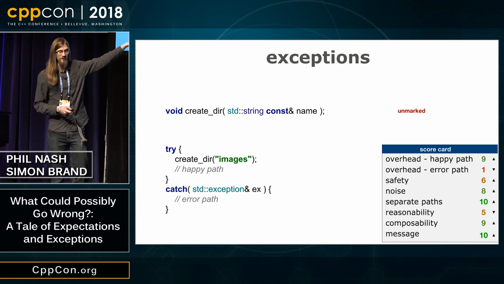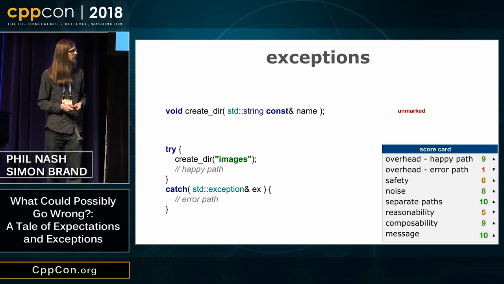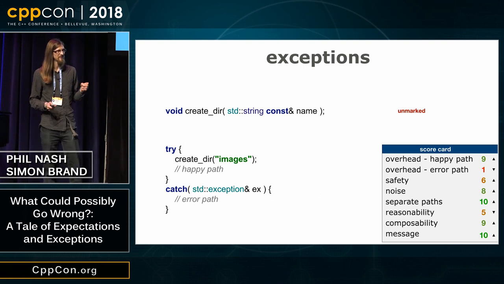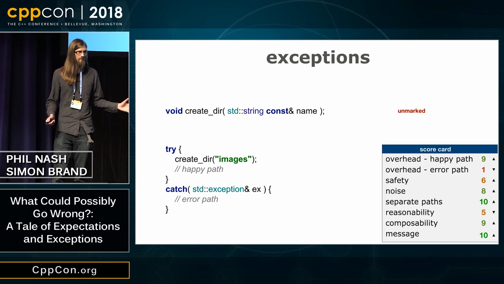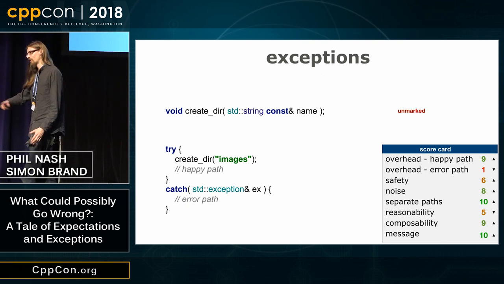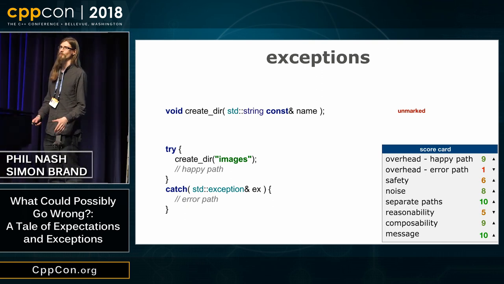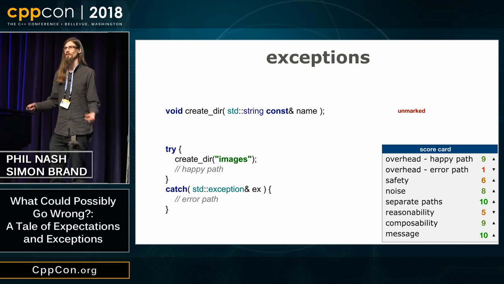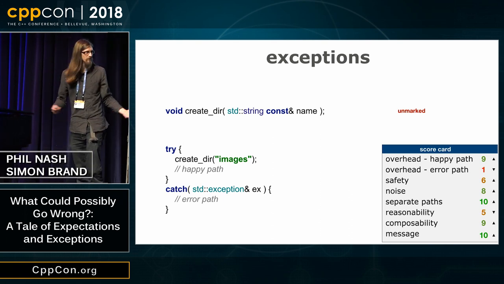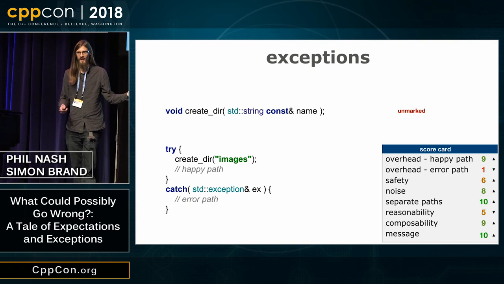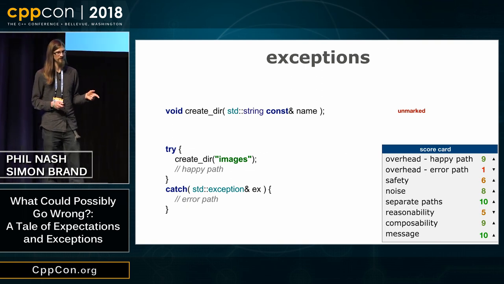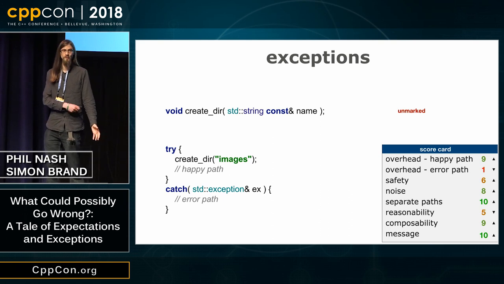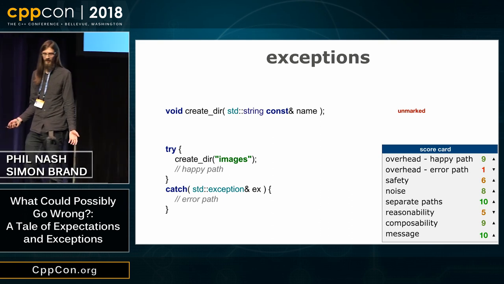Because I've given you a 1 on overhead for the error path. So if you throw an exception, this is going to be super expensive comparatively because the compiler has to output a whole load of code to let you throw things of any type, throw it up as far as you can, unwind the stack. This costs something. So yeah, we do not want to be doing this when we're essentially doing control flow. We don't want to do that.